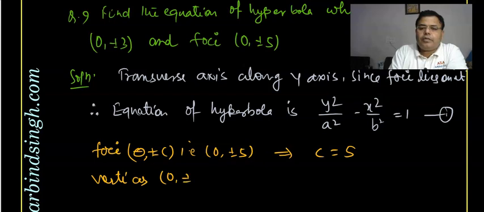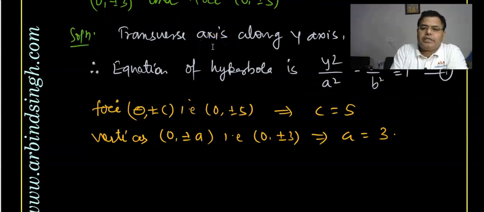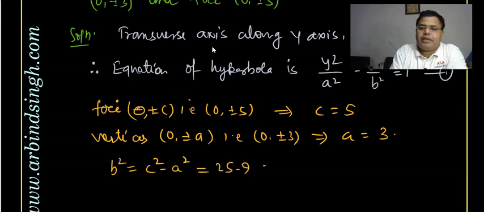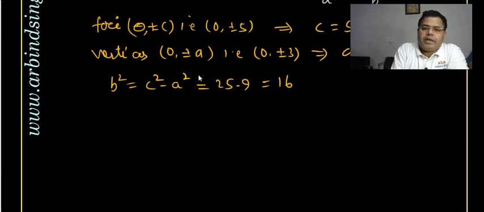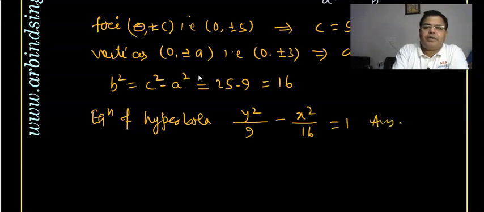The vertices are 0 comma plus minus a, that is 0 comma plus minus 3. This implies a is equal to 3. Now b square is equal to c square minus a square, which is 25 minus 9, that is 16. Therefore, putting the values of a square and b square, the equation of hyperbola is y square by 9 minus x square by 16 is equal to 1. This will be the required equation of hyperbola.